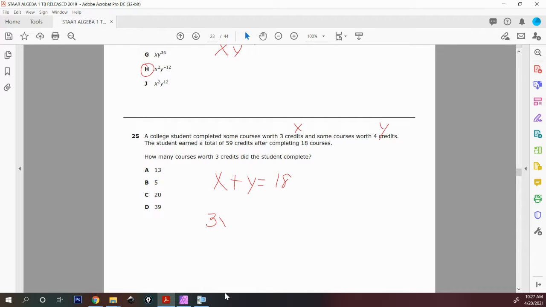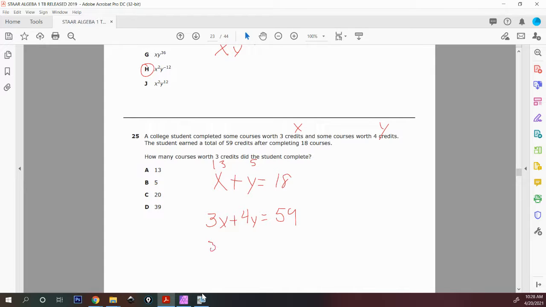So he did 3x plus 4y equals 59. How many courses worth 3 credits did he complete? So we're looking for x. What we could do is plug in a number here and see if it works. So maybe I think the answer is 13. Well, since my total is 18, this would have to be 5 because 13 plus 5 makes 18. And then I could plug in the 13 here.